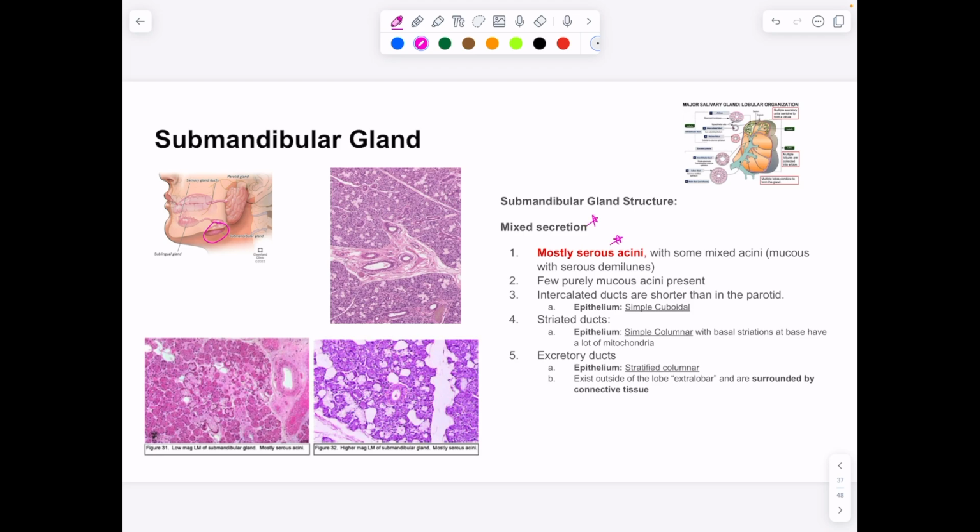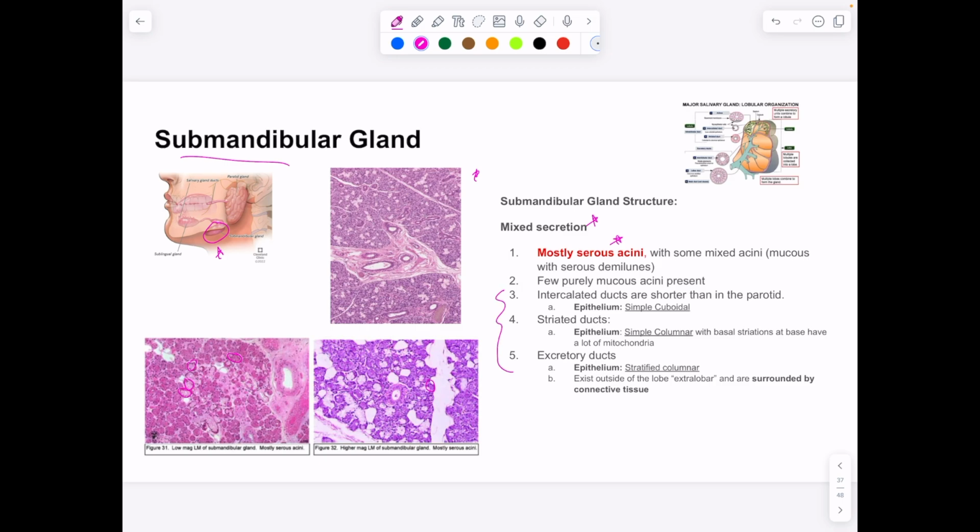And so the challenge here is, are you looking at a case of mucus acini, or are you looking at a piece of fat, a fat cell? Fat cells look like the signet ring, right? And the mucous acini are going to be slightly darker staining. But here, the point is, notice how it's mostly serous, and then you have some mucus overall. All right, so submandibular is mostly serous, some mucus.